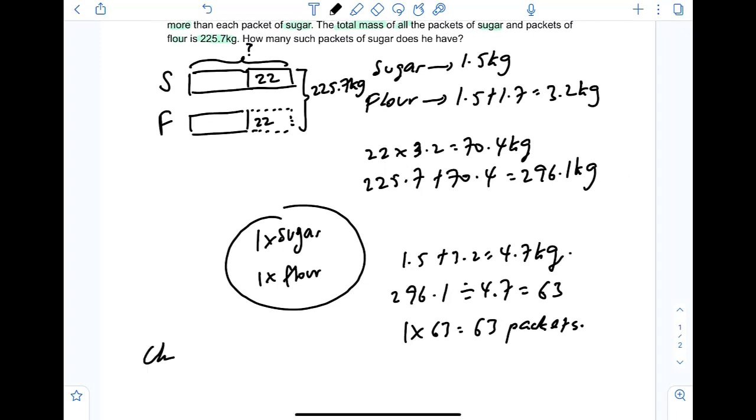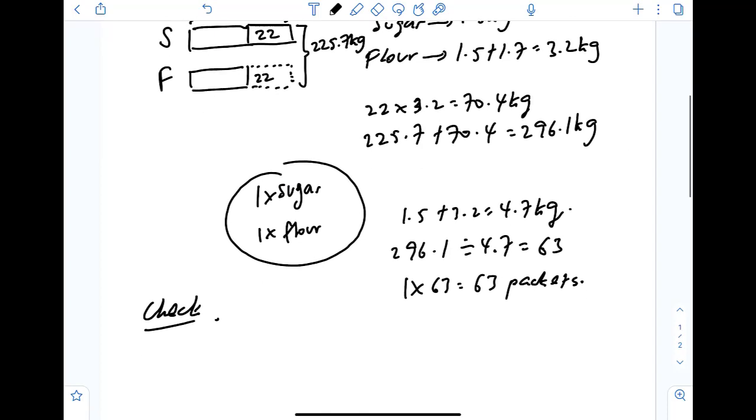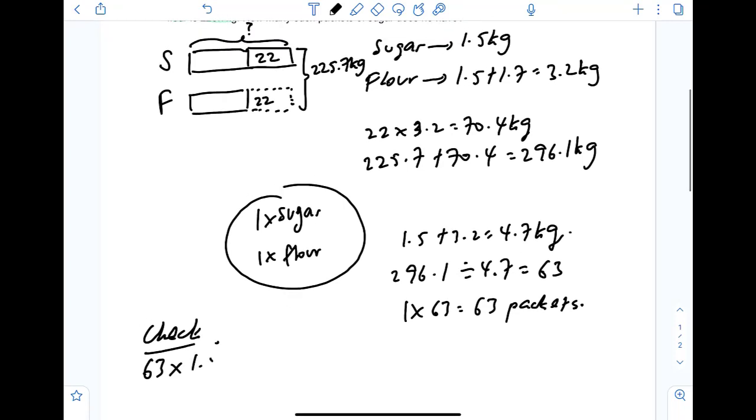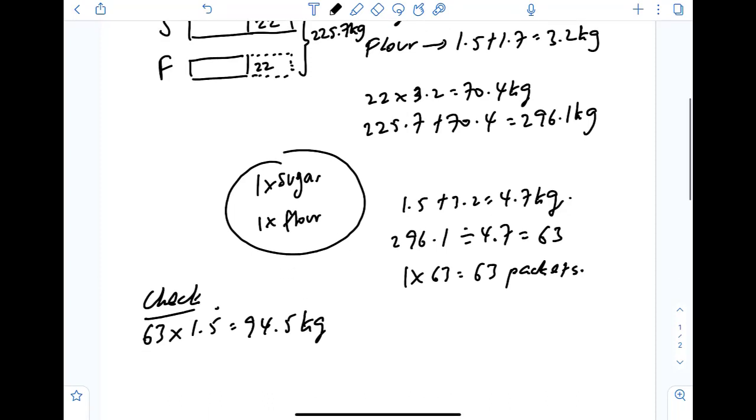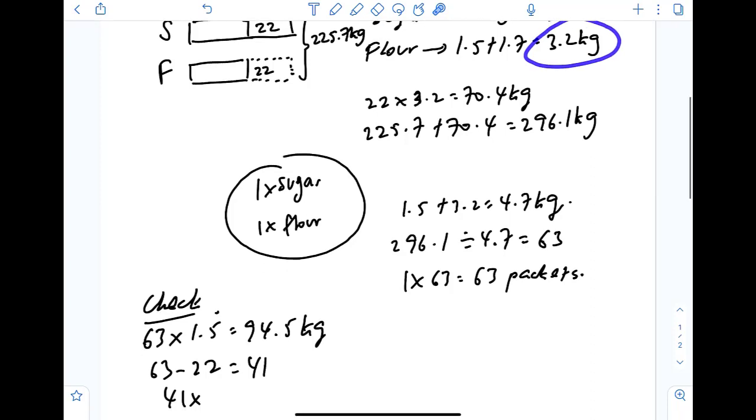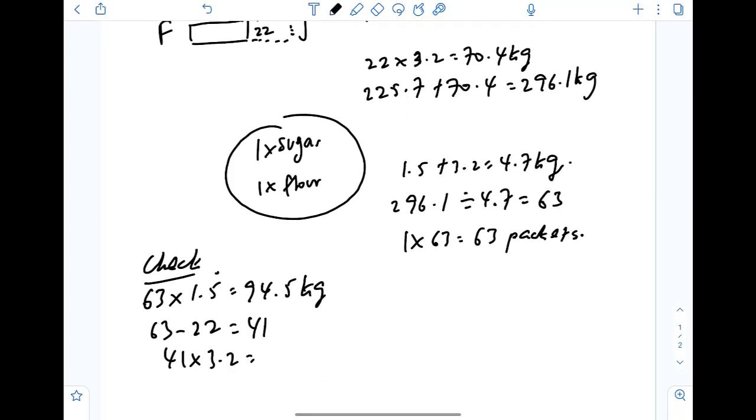Now if you want to check, let's do a quick check. For sugar, 63 times the mass of each sugar packet, 1.5, is 94.5. And for flour, it's 22 fewer, so 63 minus 22, which is 41 packets of flour. 41 times the mass of each packet of flour, 3.2 kg, is 131.2.